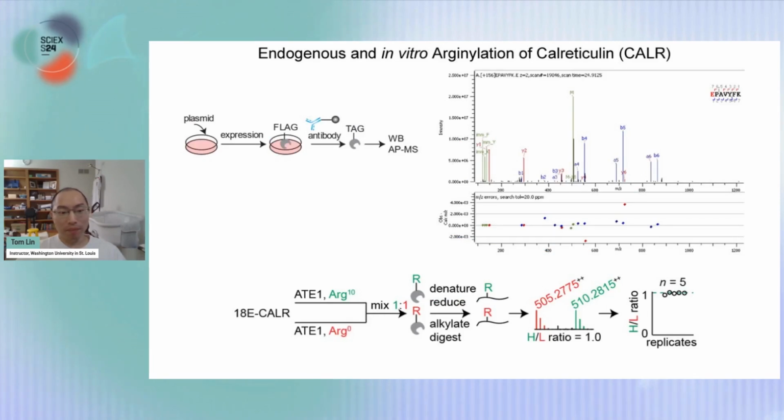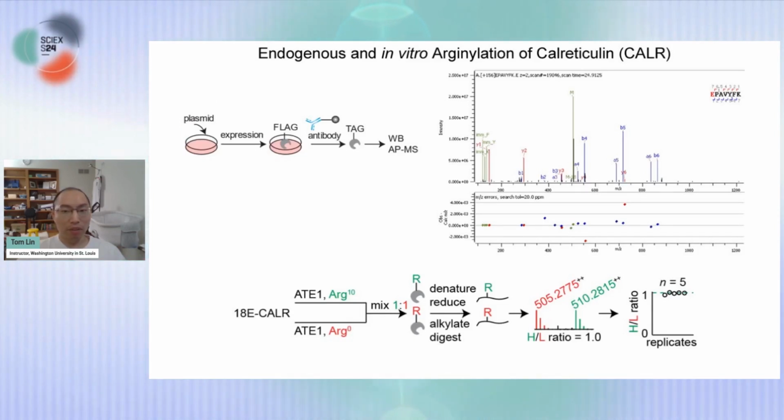Among all the proteins and sites, calreticulin is the top highly frequent target from our bottom-up data, and calreticulin has also been confirmed for its arginylation using the pull-down experiments, as shown on the top. In addition, we also purified the calreticulin protein with the E18 open site, and this has been confirmed for its arginylation in vitro using the ATE1 assay.